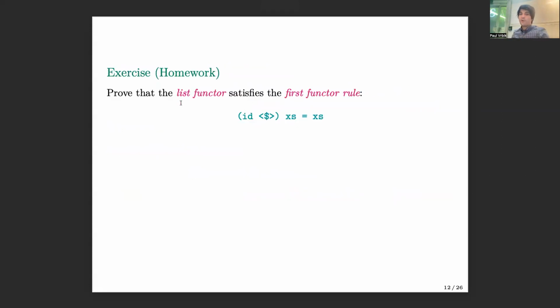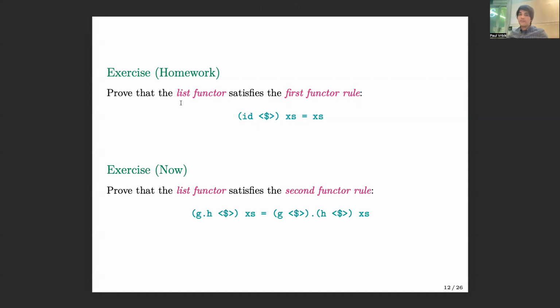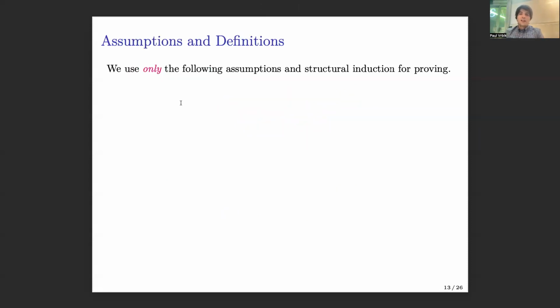Okay, so for your homework, I want you to prove that the list functor satisfies the first functor rule. This is going to be trivial because it's just the identity. What we're going to do now is prove that the list functor satisfies the second functor rule, as in you get this distribution of g.h over x's. So let's do this now. Okay, I'm going to give you a set of assertions that I'm going to allow you to use in your homework.